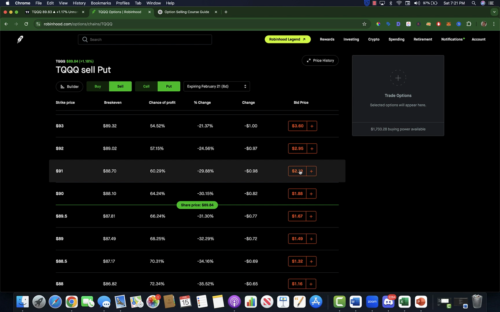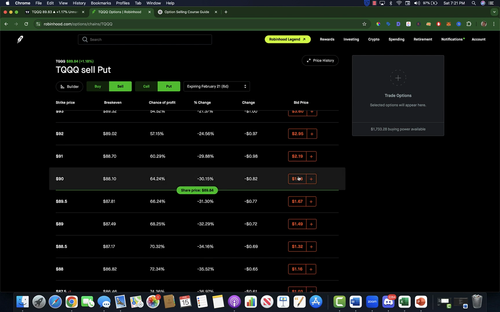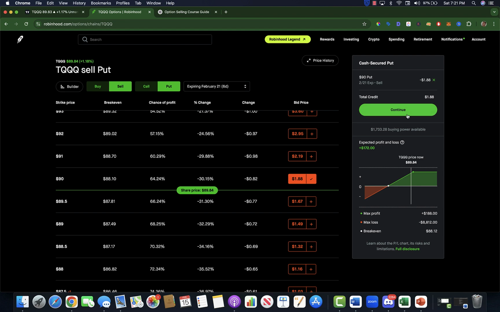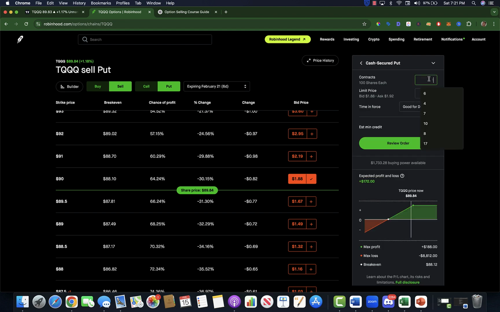Obviously, there are also people who really have, I guess you could say, more kahunas than I do, where they might sell something in the money. And in this case, you would be collecting $180 per contract. So again, if we add a zero, you're talking $1,800.